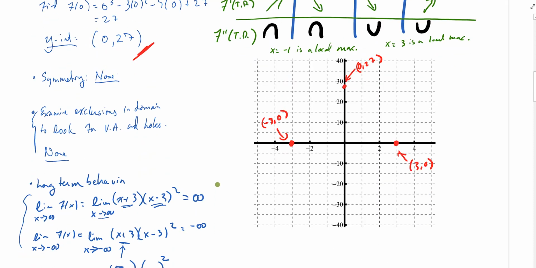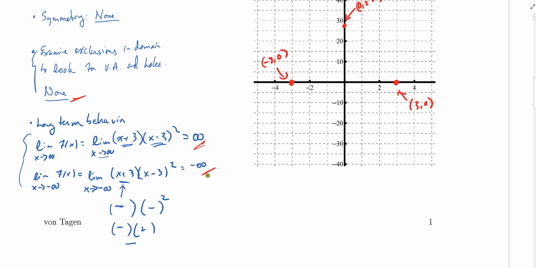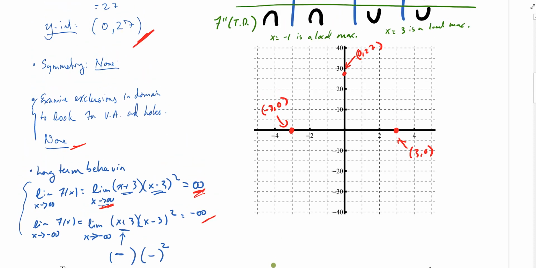Now we're ready to put all of this information together. First of all, we have no vertical asymptotes or holes. We know that the long-term behavior, as we go far to the right, the y values must approach infinity. As we go far to the left, our y values must go to -infinity. So that tells us that we're going to enter the graph from down below here.